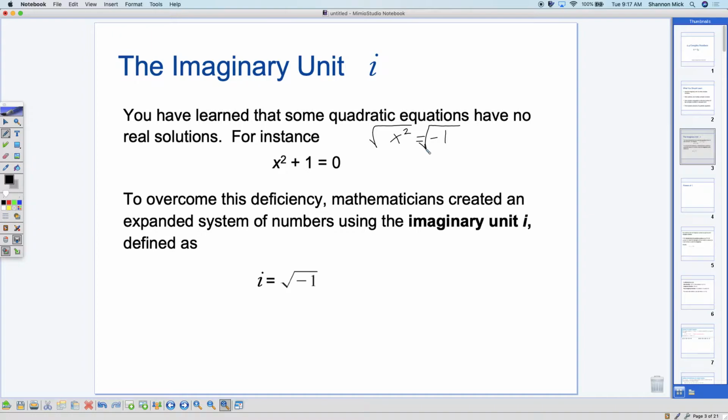Okay, but that's not true. There is a solution. It's not a real solution. So they should always say there's no real solution. There is a solution. The square root of negative 1 is just i. It's called an imaginary unit.